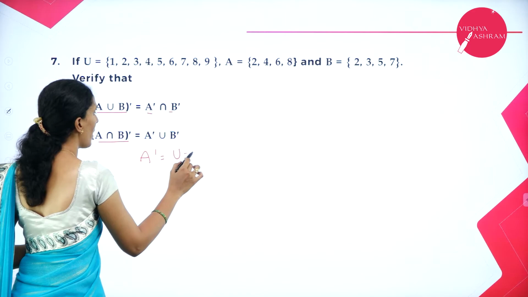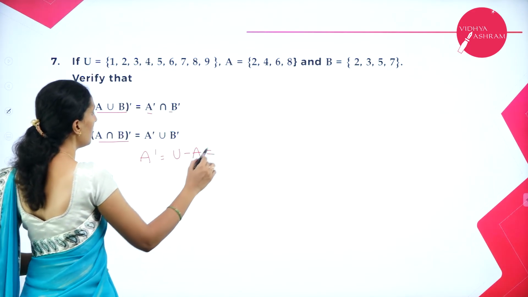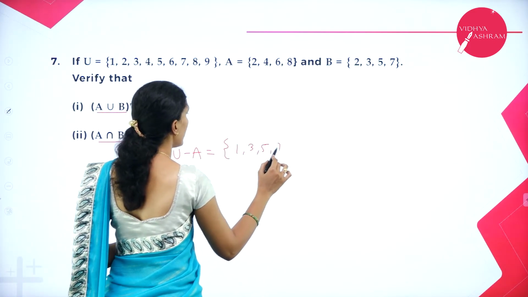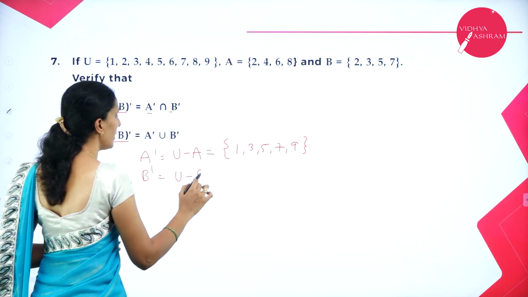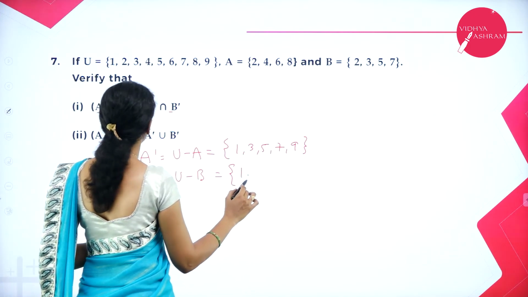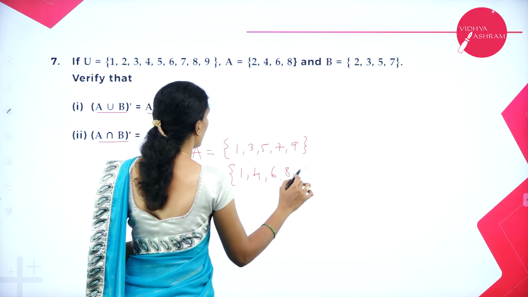So what is A dash? A dash is U minus A. Leave 2, 4, 6, 8 here. So that is 1, 3, 5, 7, 9. Next B dash, U minus B. What is B dash? Leave 2, 3, 5, 7. So 1, 4, 6, 8, 9.